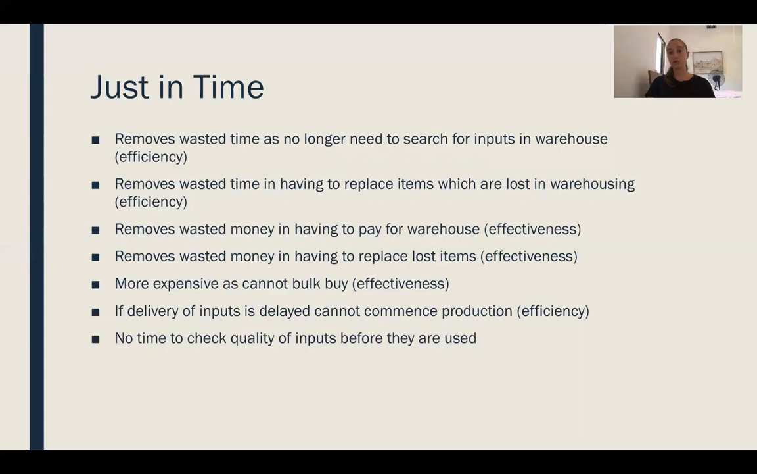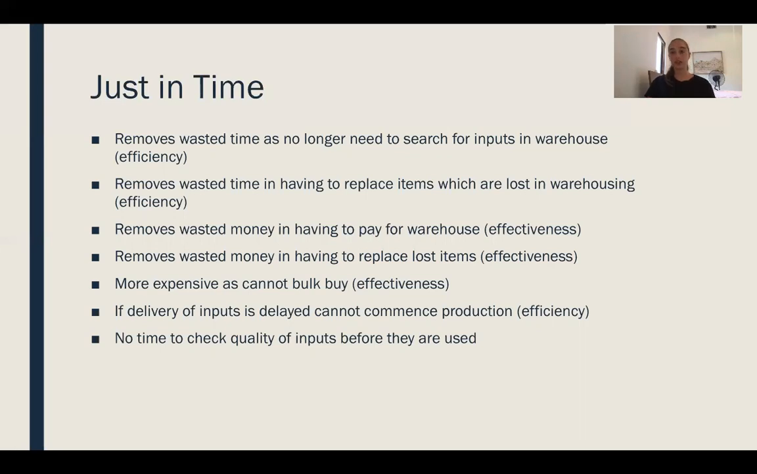Similarly, it removes wasted money in having to pay to replace items that have been lost in a warehouse. So that improves effectiveness. It also removes the need to pay for a warehouse. Warehouses are really, really expensive. You need to pay for rent, for huge areas of space, and also a large number of employees to run the warehouse effectively. So it removes those costs to increase the business's profit margin and therefore increase profit.